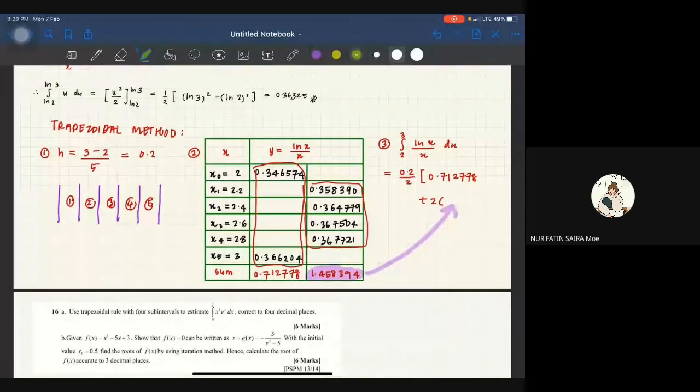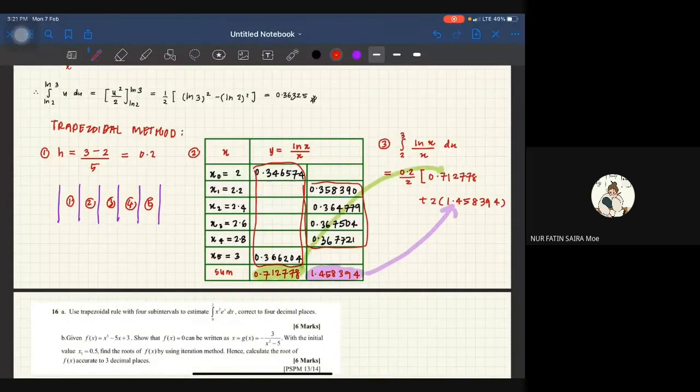Okay, yang tadi warna hijau. Kita bawa dia pergi sini. Okay, so awak akan dapat 1.45839. This one. Okay, so your answer will be 0.36296. Okay, so ini adalah final answer kita.